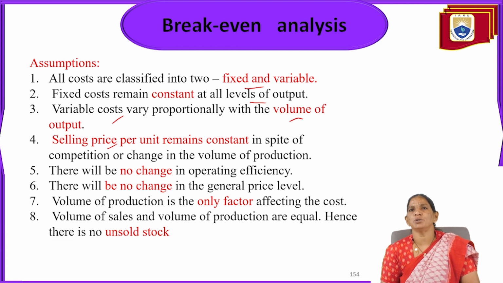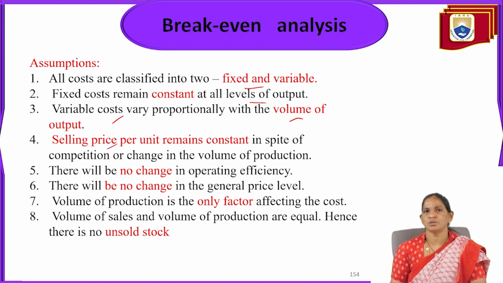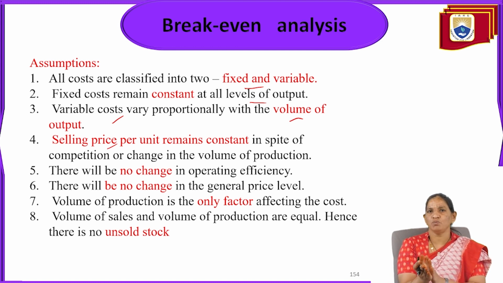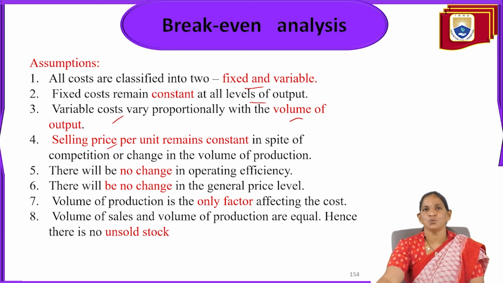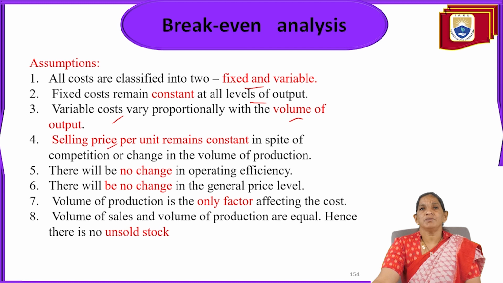It means the general pricing level of goods and services in the market should be constant. Another assumption is that volume is the only factor affecting the cost. The total production involved should be the only factor affecting it. It should not have multiple factors affecting the break even. If multiple factors are there, it is difficult to find the point, maybe one effect from one side, another effect from another side. Then we can't get a perfect break even point.